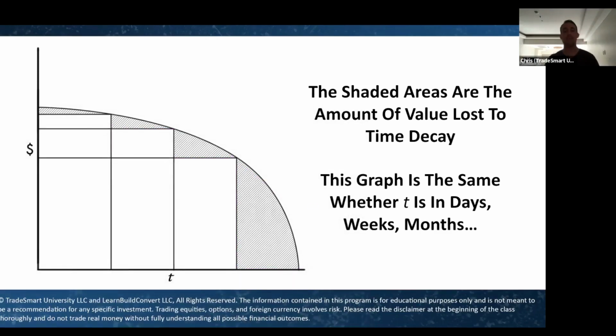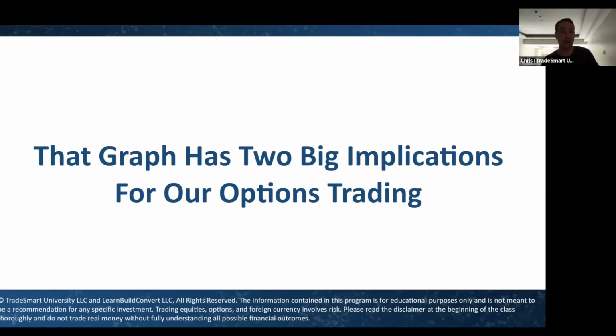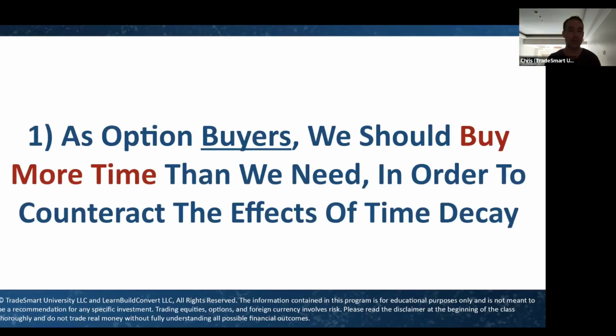So that graph has two big implications for our options trading, meaning how we want to buy and sell our options. The fact that time decay works this way has two big implications for how we want to buy and sell options.